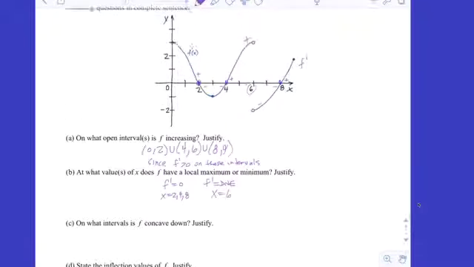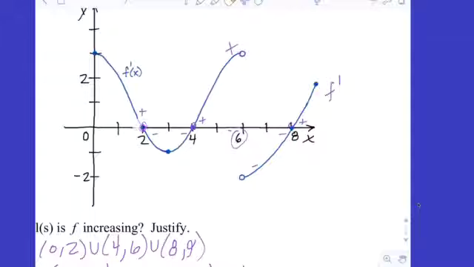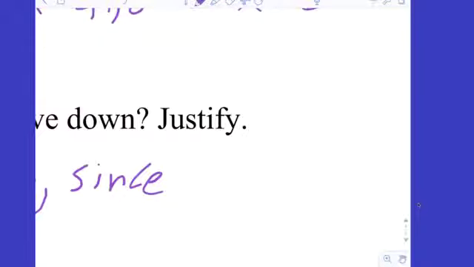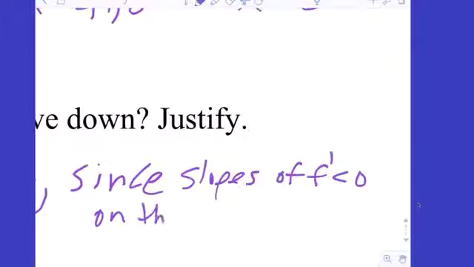Where was f concave down? F is concave down when the what's of this graph are negative? Slopes. So again, from 0 to 3, exclamation point, right? That's it. 0 to 3. So you would say 0 to 3, and then, of course, the reason would be since, don't just say since f double prime is negative, bless you. Say since the slopes of f prime are less than 0 on this interval. Relate it specifically to what you have.